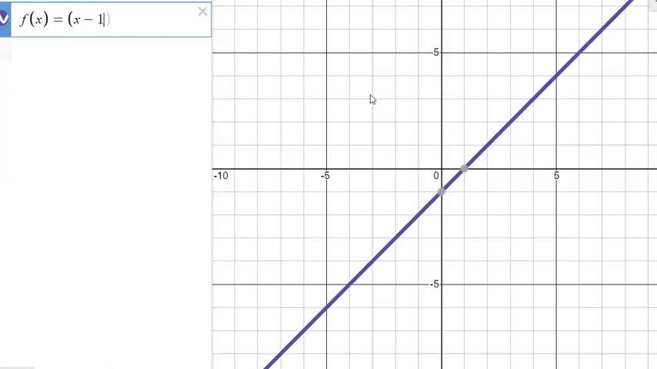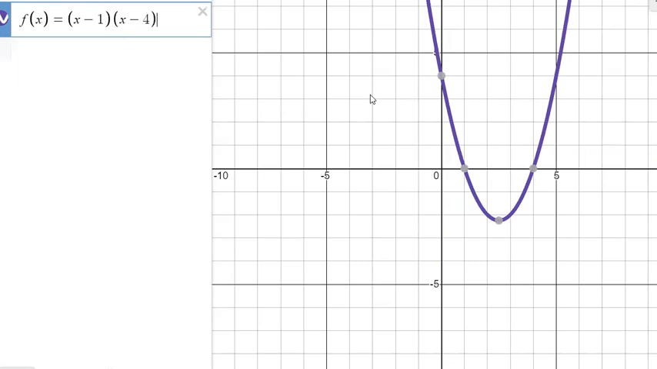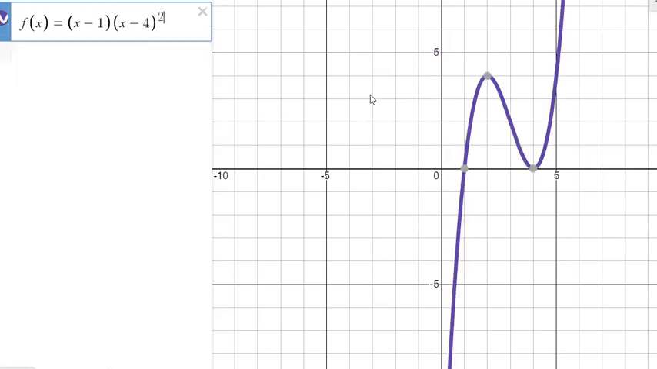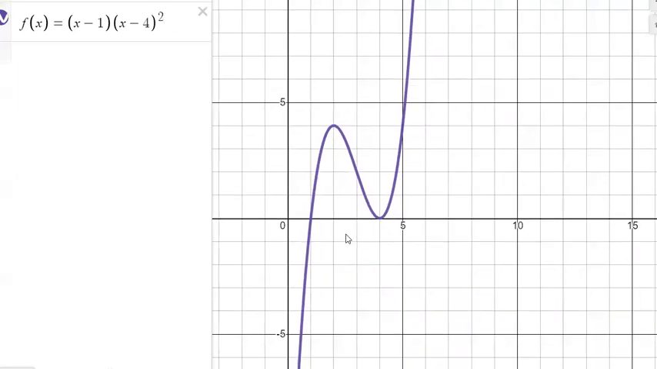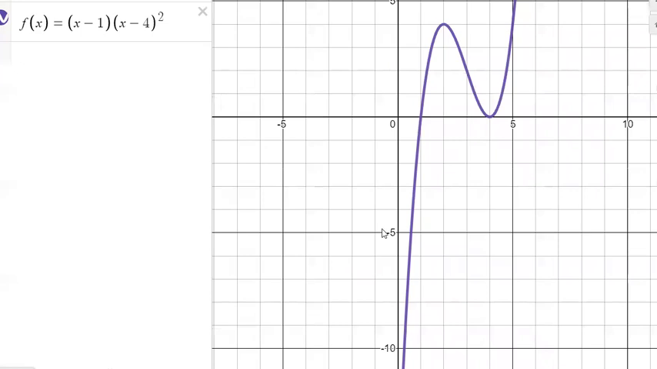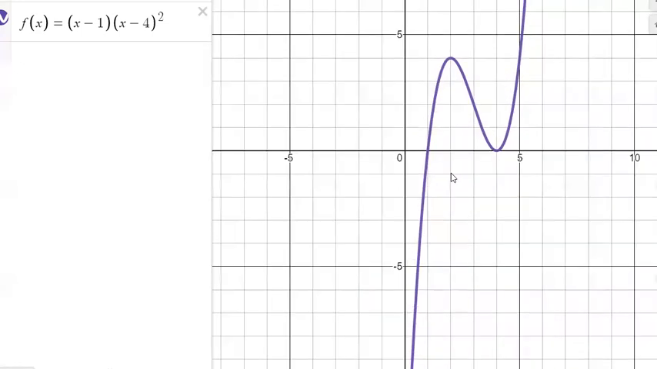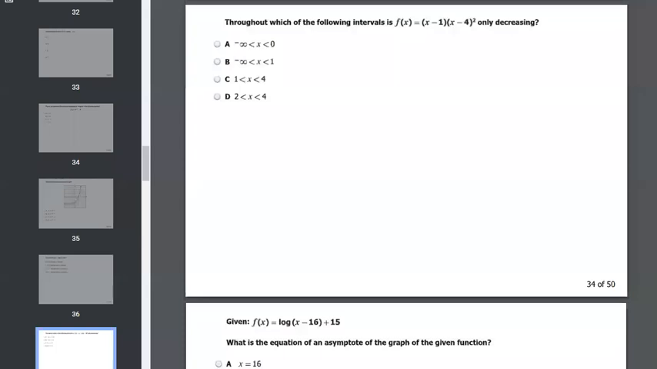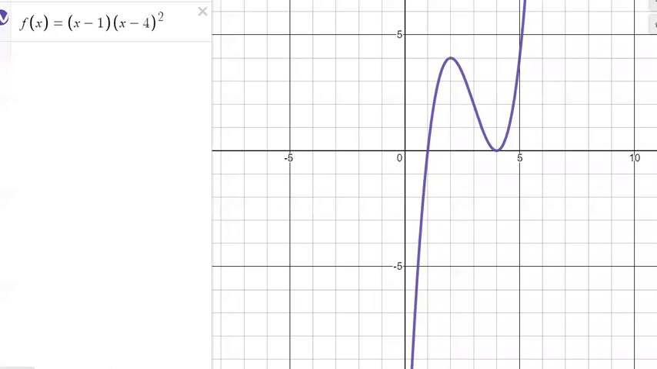We have x minus 1 times x minus 4 squared. And my function looks like this. It's kind of got a cubic shape to it because the highest exponent for this graph is going to be a 3. So we know we have an x cubed somewhere in here. But the question isn't asking that. It's asking, where is it decreasing? Decreasing means the function goes down. Where is the function going down?